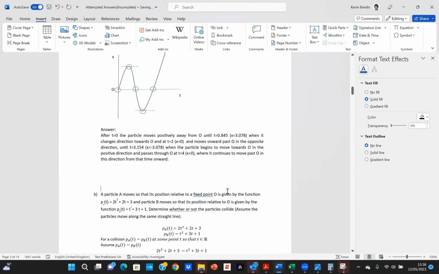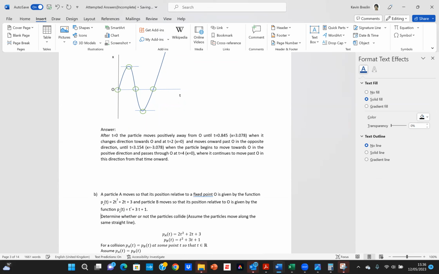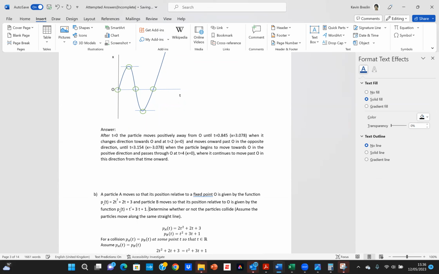So the second part of this question is a bit easier. A particle moves in direction relative to a fixed point O. It's given by a quadratic formula. And the question is, determine whether or not the particles collide. So assume that the particles move in a straight line, i.e. one dimensional, so it's basically a PT graph.